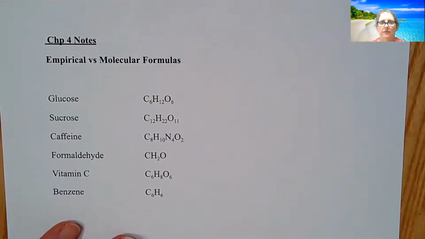So what we're going to look at in chapter 4 is going to be a little bit of some balancing and some stoichiometry kind of calculations. And what we're going to do is use this for some of the labs we have coming up in the future, which is an aspirin lab where we're going to make some aspirin.